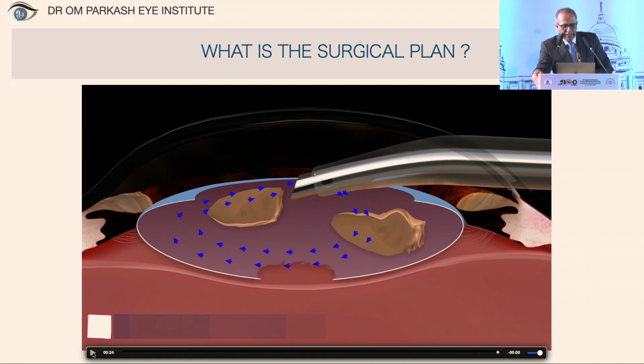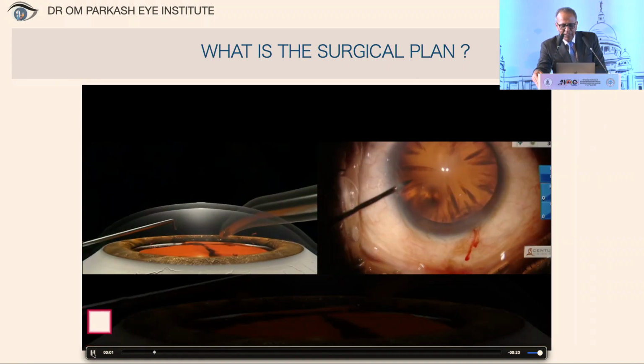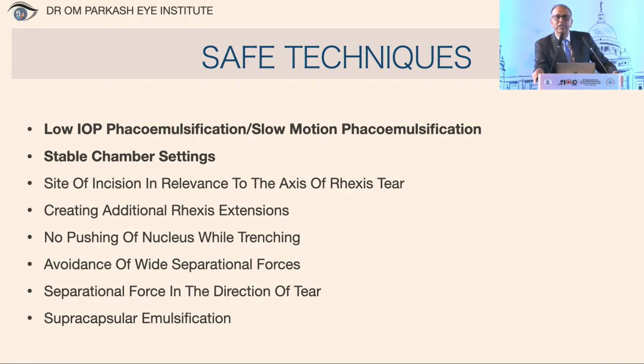So moving on, we have the surgical planning with us. Next is, what are the techniques? I've already talked about low IOP phacoemulsification, slow motion emulsification, stable chamber settings, because it's not that you just go and put it on low IOP. You have to create fluidics wherein you can have stable chamber settings, and which need to be titrated as and how you move from a higher setting to a lower setting.